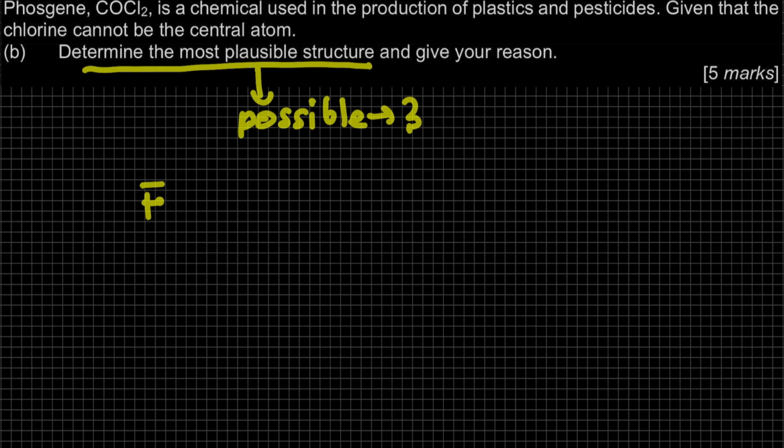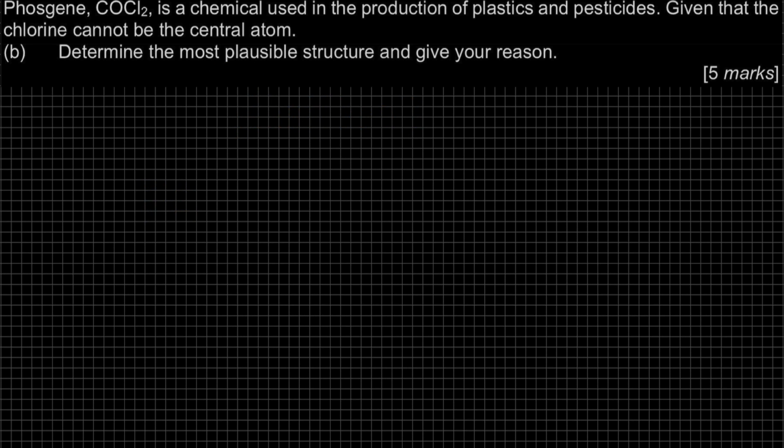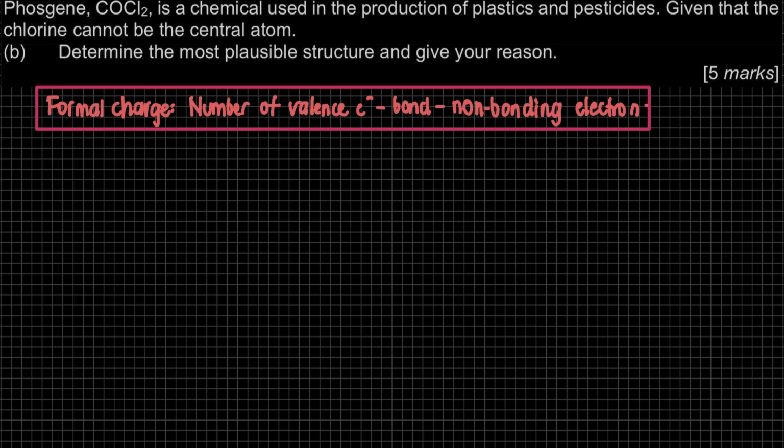You have to calculate the formal charge. So what is formal charge? This one you have to memorize, how to calculate it. So this is the calculation. To determine the formal charge, we calculate the number of valence electrons minus the number of bonds minus the number of non-bonding electrons. Non-bonding electrons and lone pairs are not the same thing.